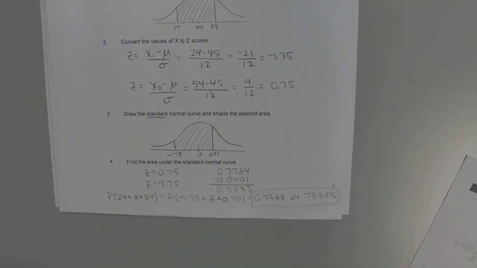In words, what did you find? That the probability that anyone's been in the mall between 24 and 54 minutes is 73%. Okay? I don't give you the area to the right of, but it's the same idea, guys.